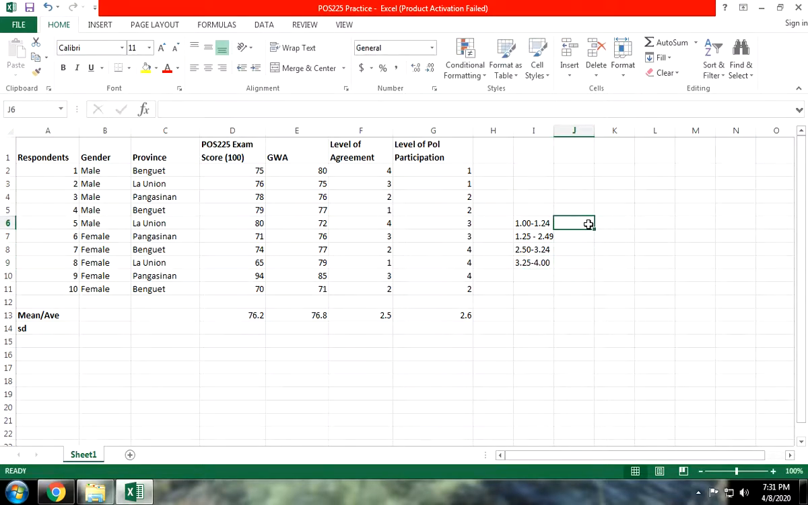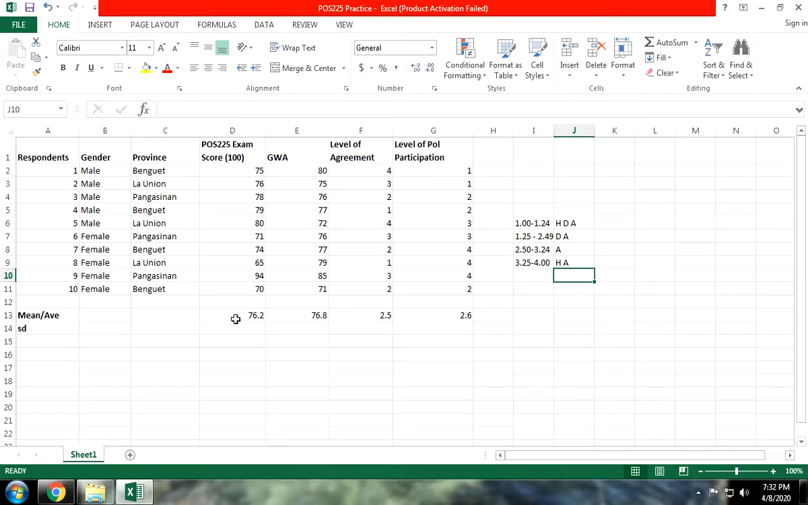So level of agreement, for instance, the lowest is highly disagree. Linagyan ko lang ng space kasi nagta-translate siya. Disagree, then this is agree, then highly agree. So ganyan, no. So 2.5 falls under agree, 2.6 falls under agree. So ganun yung pag-interpret natin ng data.